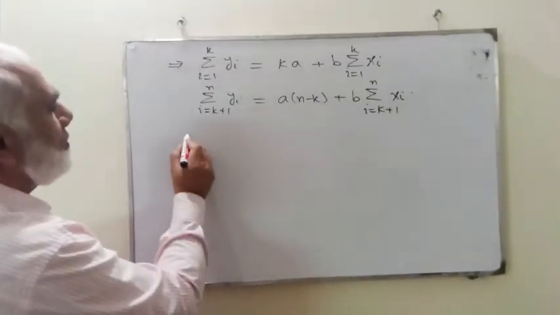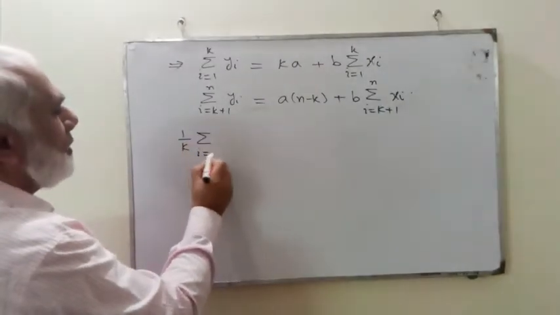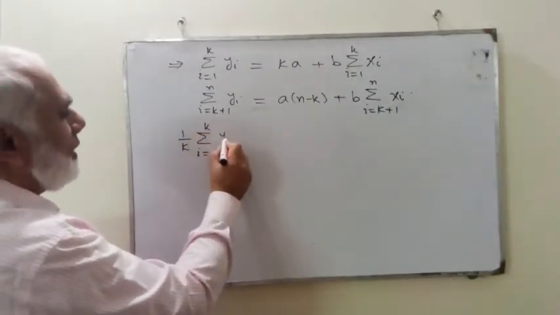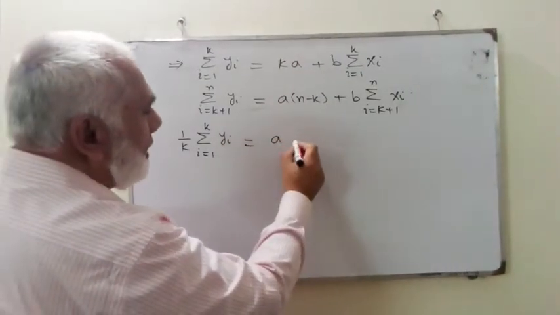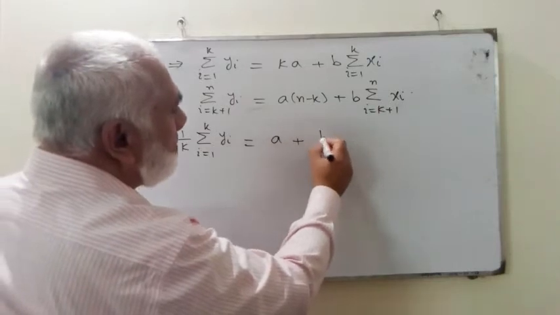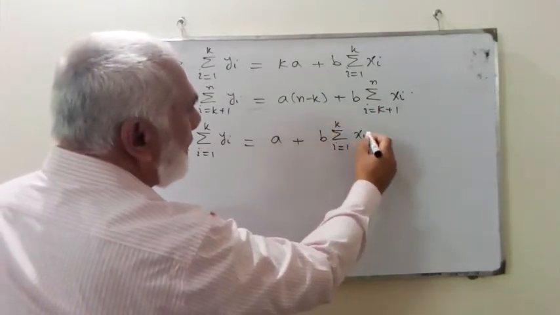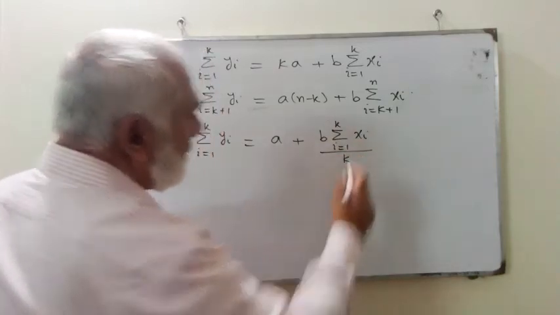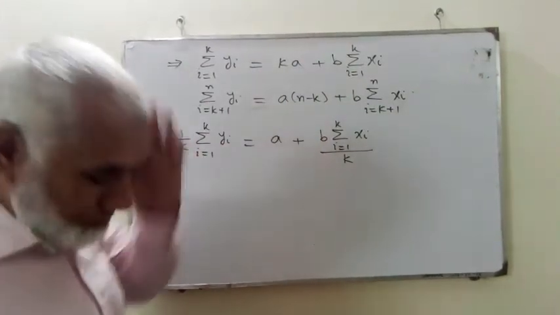On dividing the first equation by k on both sides gives you 1 over k times sigma i equals 1 to k yi, and whenever I divide it here, it gives you only a here, and similarly I get b times sigma i equals 1 to k xi, and whole divided by k, dividing both sides by k.